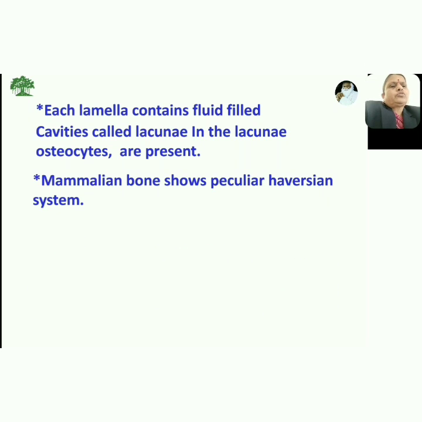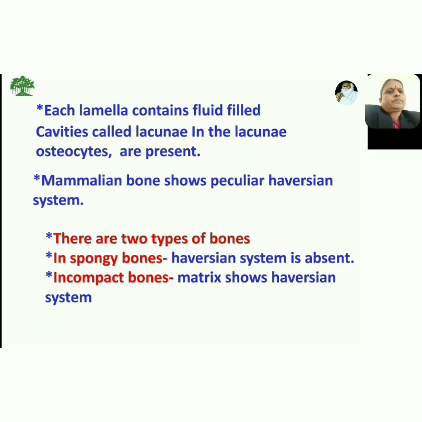The mammalian bone shows a peculiar Haversian system, which shows a central canal known as Haversian canal. Around the Haversian canal, there are concentric layers of lamellae. Lamellae contain lacunae, and lacunae contain osteocytes. See here in the diagram, there are two types of bones, spongy bones and compact bones. In spongy bones, Haversian system is absent, and in compact bones, Haversian system is present.